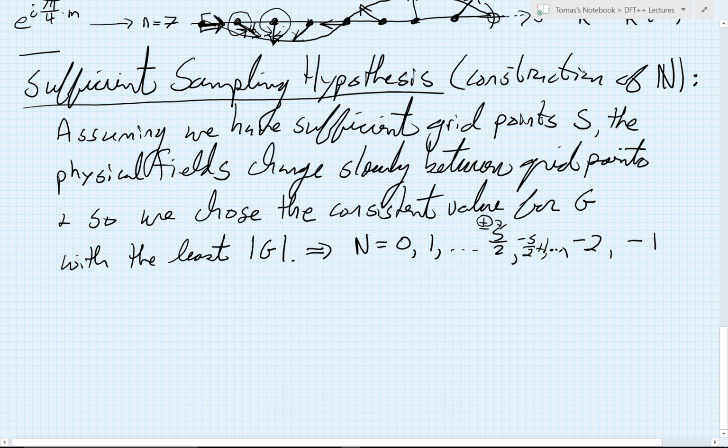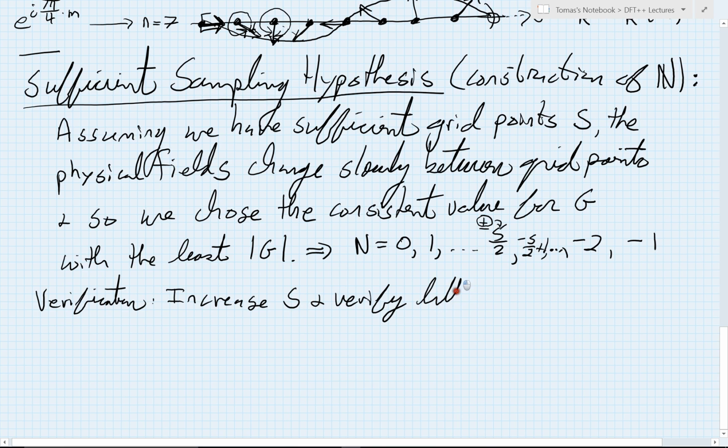Now, how do we know? To verify this, there's only really one way to know if you've properly sampled your system. You simply increase s and verify that there is little change in the final result.